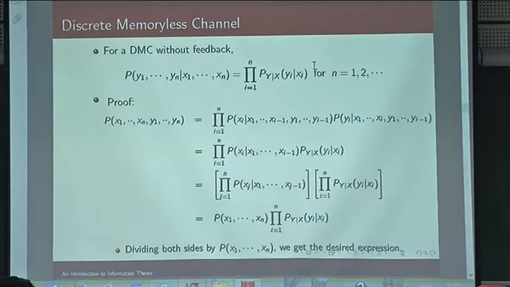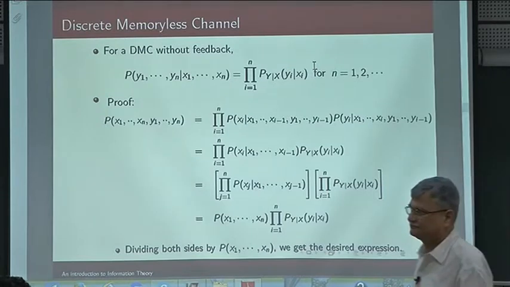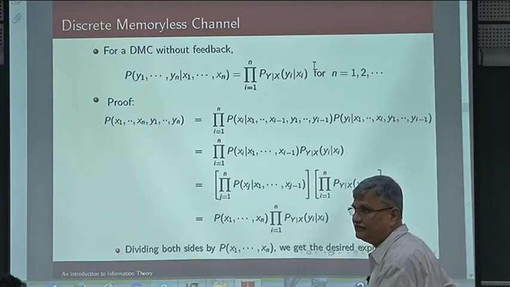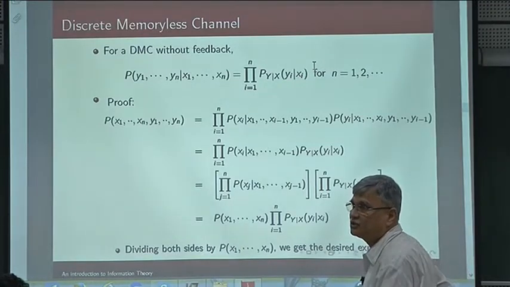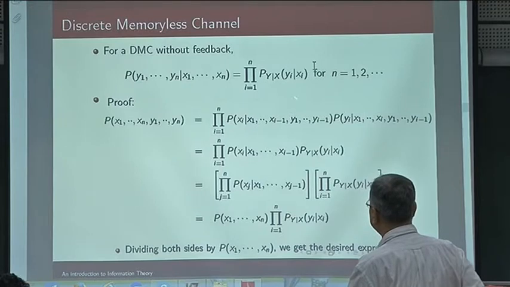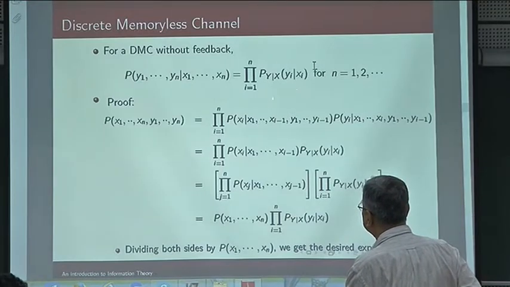For a DMC without feedback, we can say that the transition probabilities, why are these called transition probabilities? Because given the input string x1 to xn, it gives the probability that the DMC produces the output string y1 to yn. And using the chain rule this can be written as the product of the transition probabilities of yi given xi. Why can we write it as yi given xi? Because these are memoryless channels. That is why it becomes a simple product of individual yi given xi.